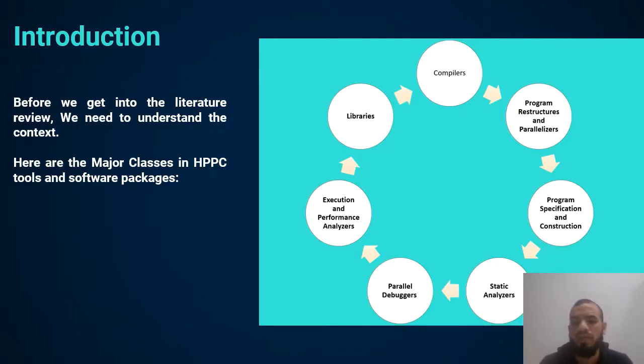After that, we have the program specification and constructions. Also, we have the static analyzers, which are tools that analyze the program without actually executing it. Then we have parallel debuggers, and finally execution and performance analysis.